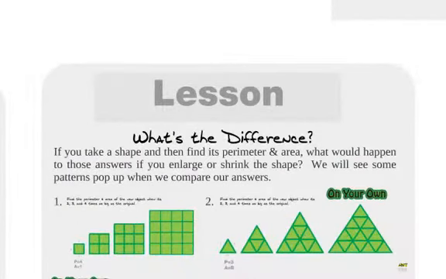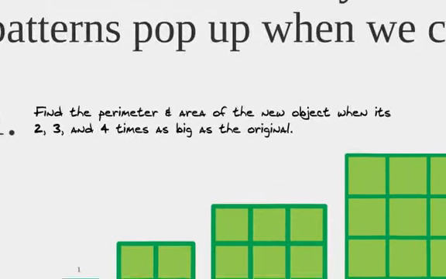All right, well, what's the difference? If we take a shape and we find its perimeter and area, what happens when we enlarge or shrink that shape? Well, let's see what kind of patterns pop up. Here's our first example. We're going to find the perimeter and area of this object when we multiply it by 2, 3, and 4 times as big as the original.